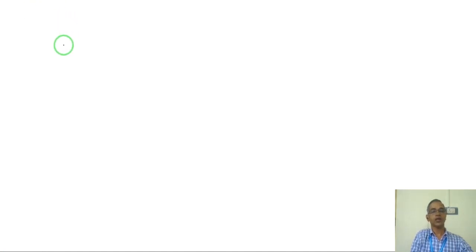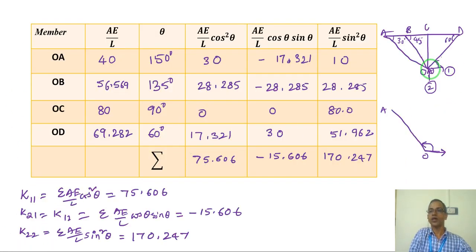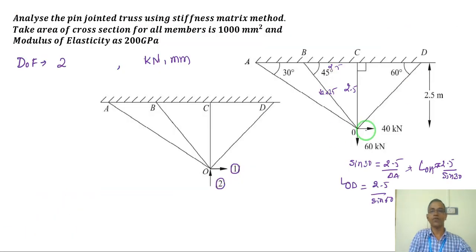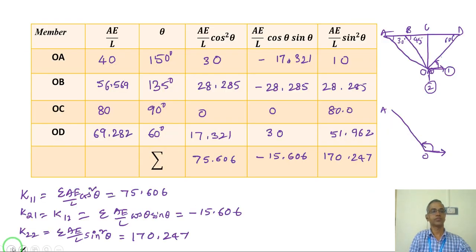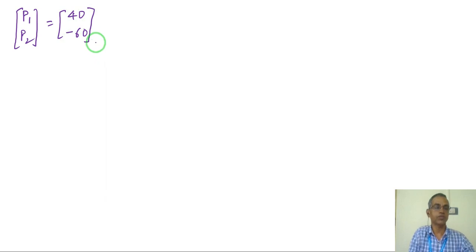Now, what are the forces directly applied in the coordinate direction? If you look at the previous structure, in this direction I have force equal to 40 in coordinate 1 and minus 60 in coordinate 2, because my coordinate is vertical here. So I have to give a minus 60. So P1 and P2 will be equal to 40 and minus 60. I am taking all the forces in kilonewton and displacement in millimeter.